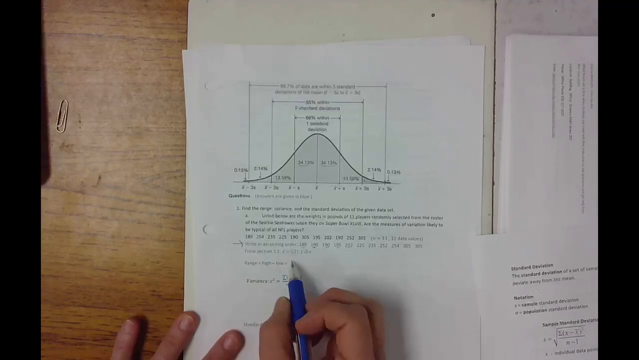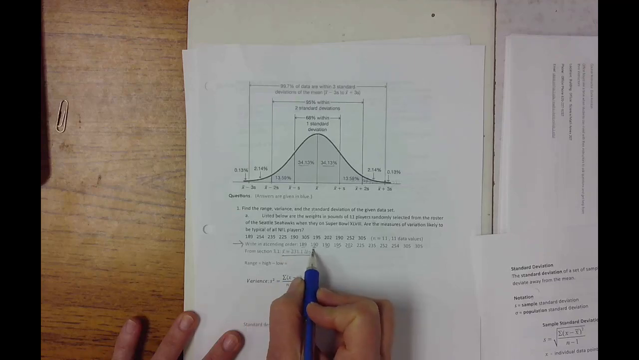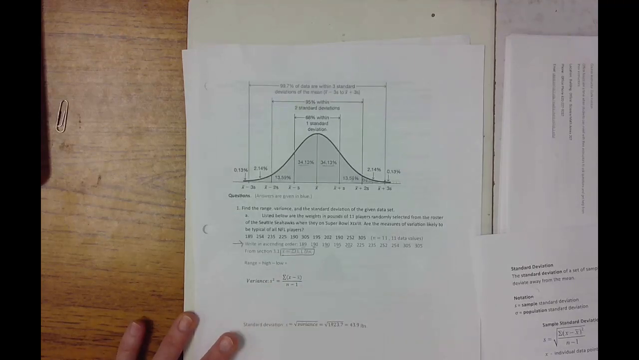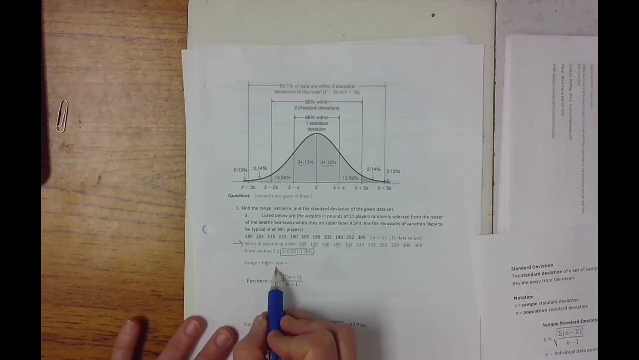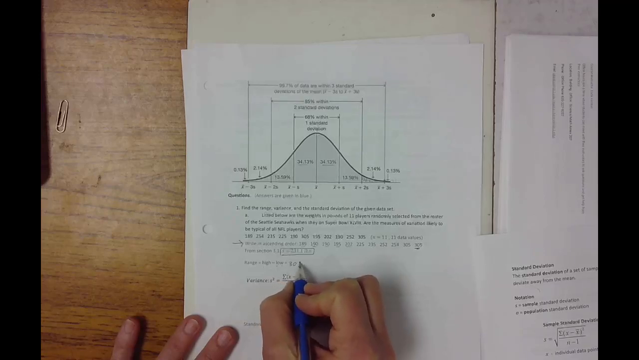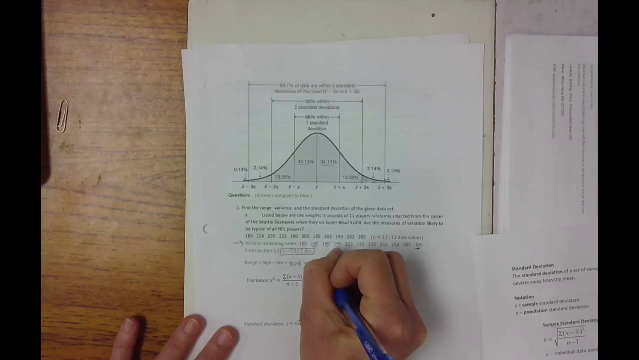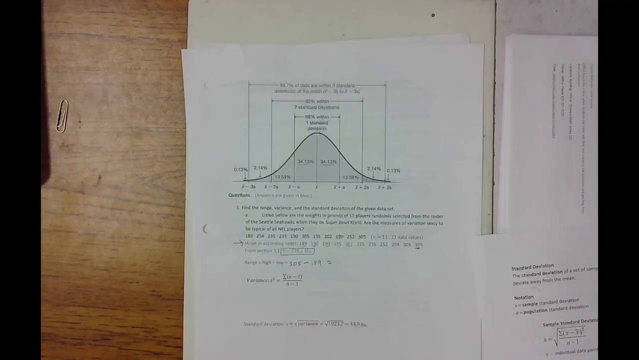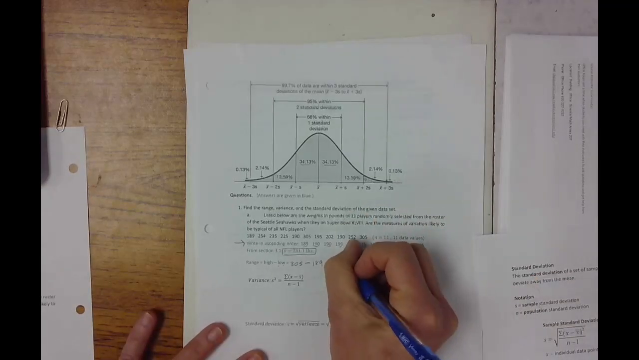We also found, from section 3.1, the mean. So x bar is 231.1 pounds. Now I'm doing my range, which is a new amount. I'm going to take my highest amount minus my lowest amount. My highest would be 305, and I'm going to subtract the 189. And 305 minus 189 is, magically, 116 pounds.